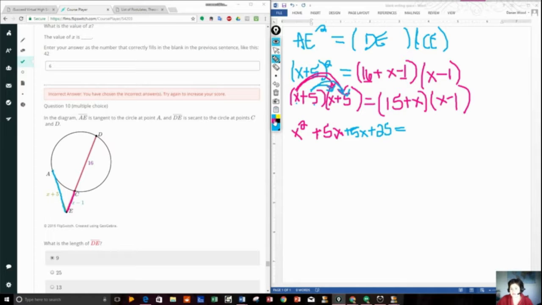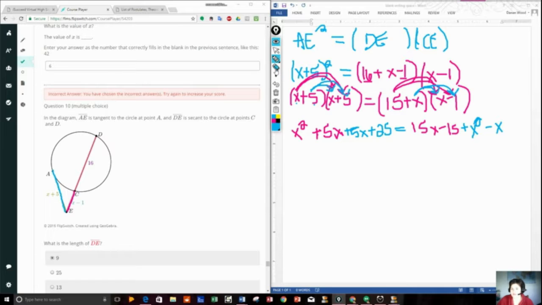So then we're looking at this again. We have two terms. So we have 15 times x, which is 15x. We have 15 times negative 1, which is negative 15. And then we still have this x. We have x times x, which is x squared. And then we have x times negative 1, which is negative x.